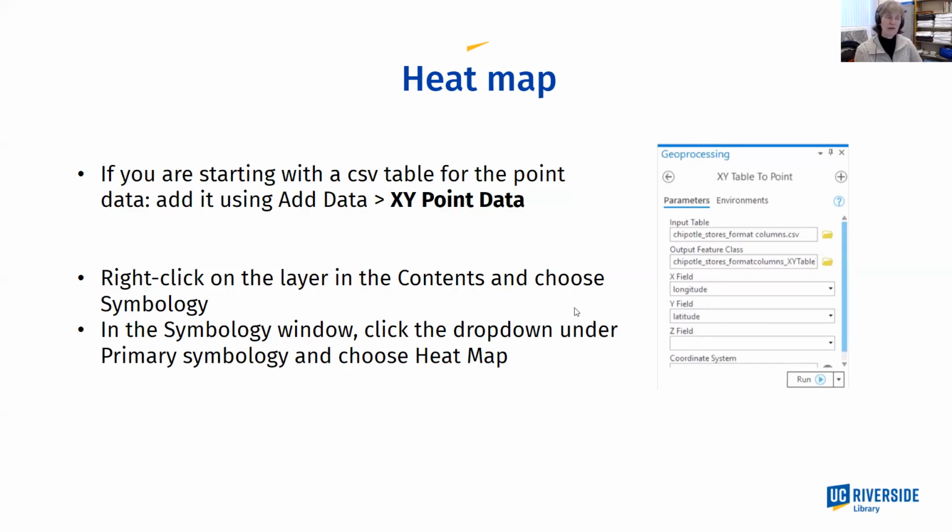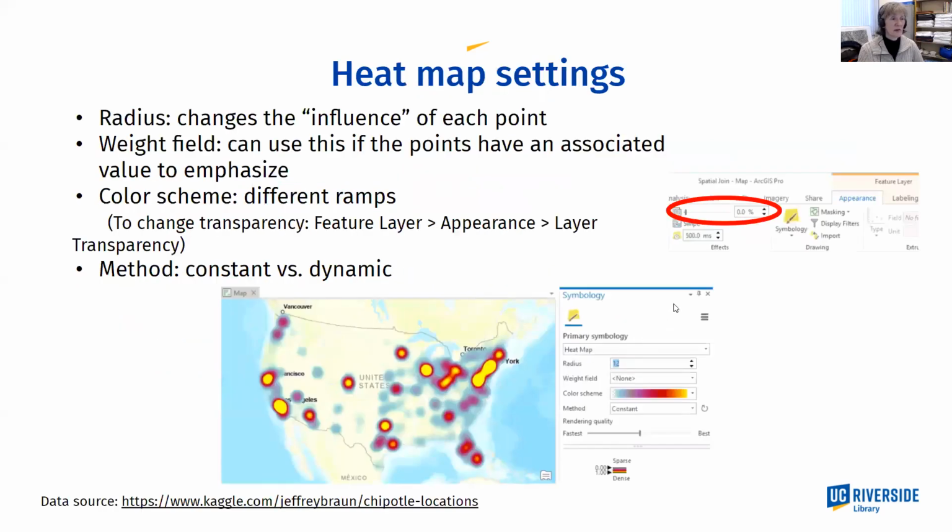Once you do that, you would right click on the layer in the contents and choose symbology. In the symbology window, click the drop down under primary symbology and choose heat map. So this is kind of what that looks like once you get there. Then you have some things you can fiddle with to make the heat map look better or worse. It's really a matter of trial and error, I think, based on what you're interested in.